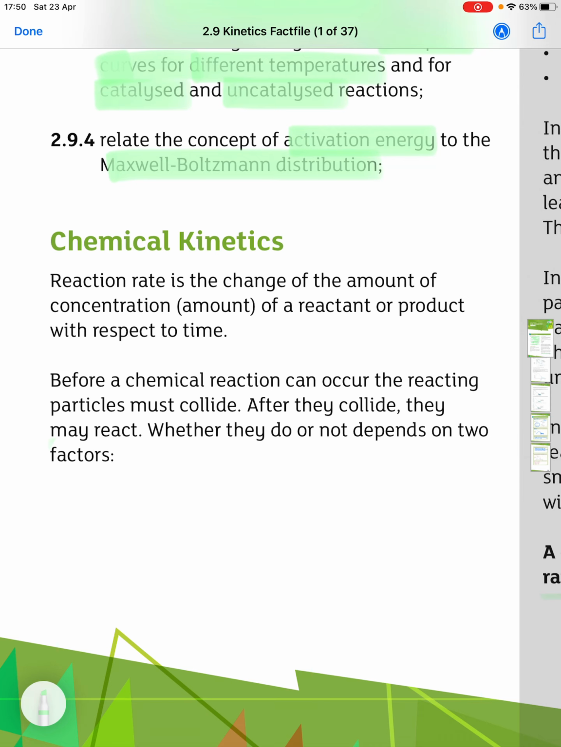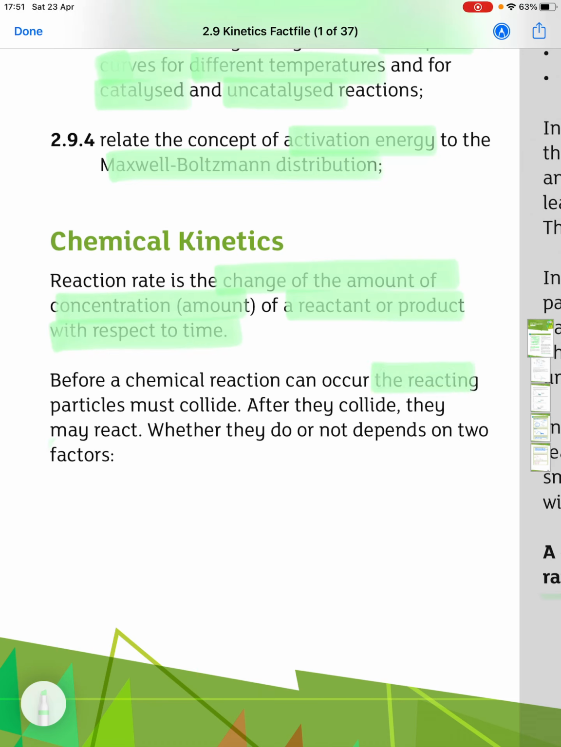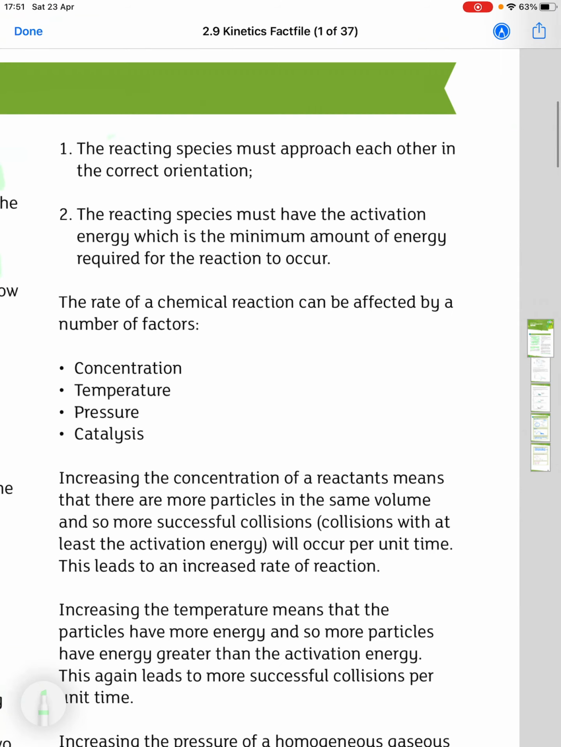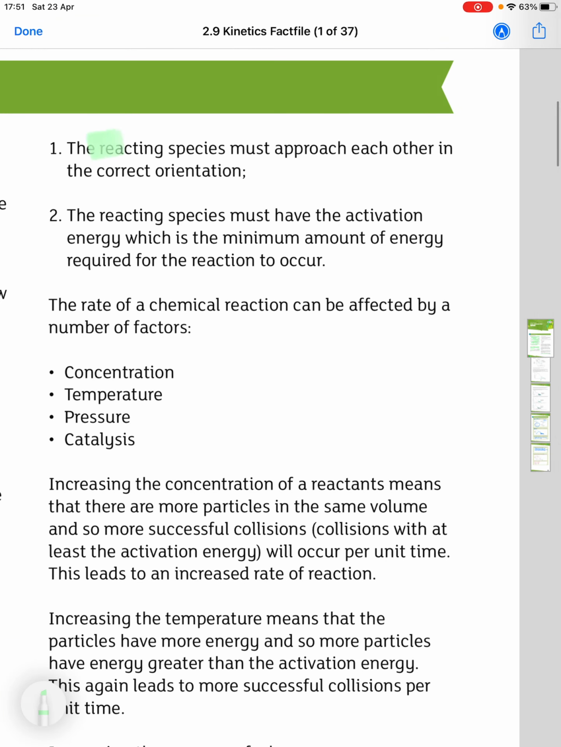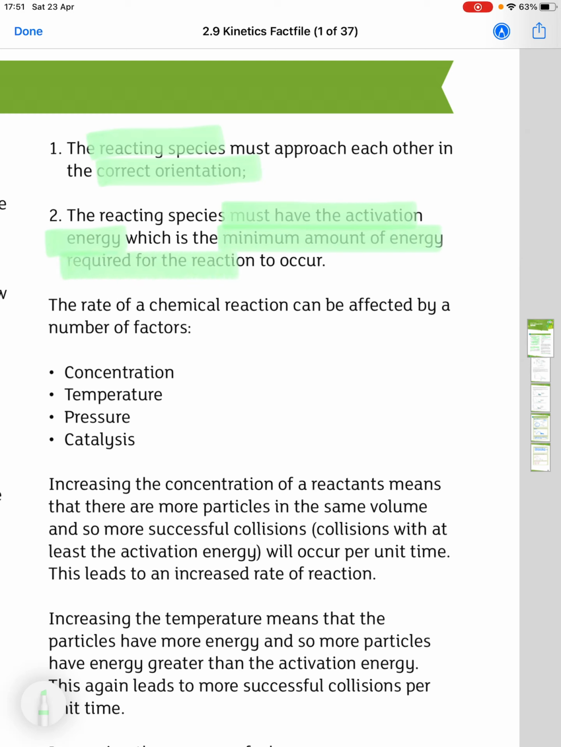So in chemical kinetics, reaction rate is the change of the amount of concentration of a reactant or product with respect to time. Before a chemical reaction can occur, the reacting particles must collide. After they collide, they may react. Whether they do or not depends on two factors. The first is that the reacting species must approach each other in the correct orientation, and the second is that they must have the activation energy, which is the minimum amount of energy required for the reaction to occur.